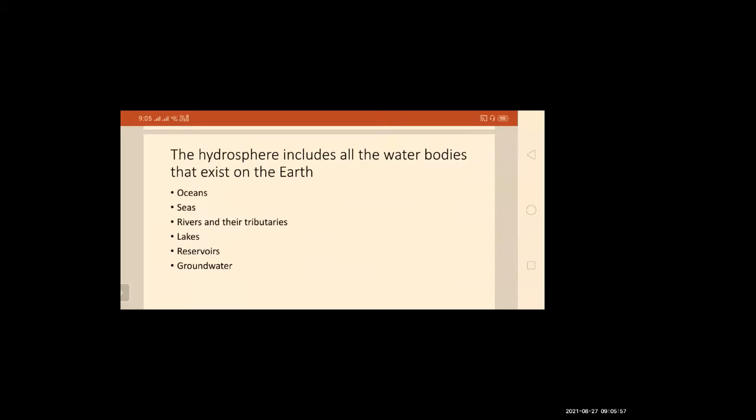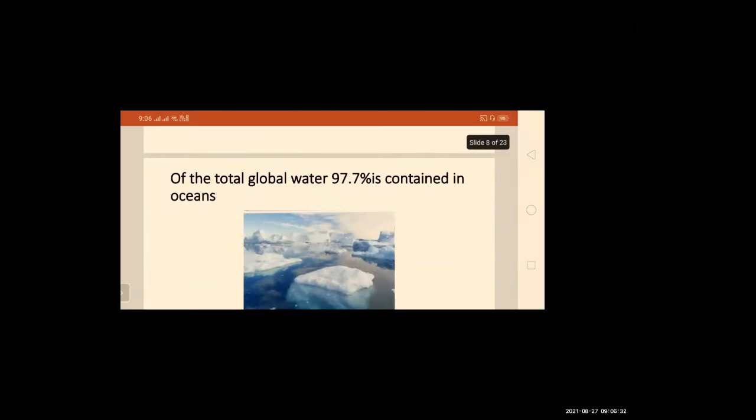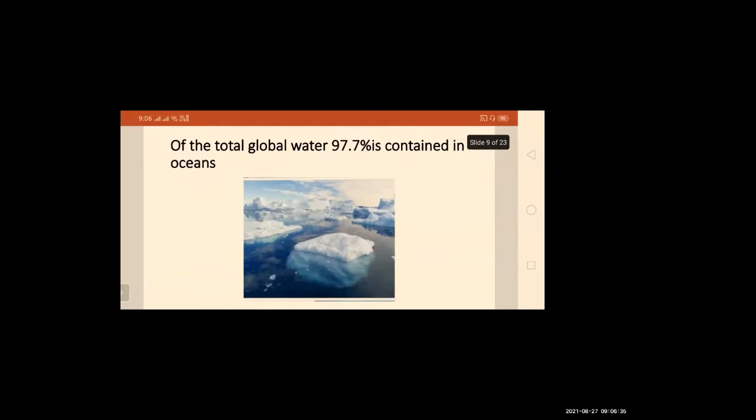See here, which are the different water bodies that exist on the Earth? Different types of oceans, different types of seas, different types of rivers and their tributaries, lakes, reservoirs, and groundwater also. All these water bodies are included in the hydrosphere. These water bodies together form a layer, and that is called the hydrosphere, which is made up of water. See here in this picture, you can see the ocean.